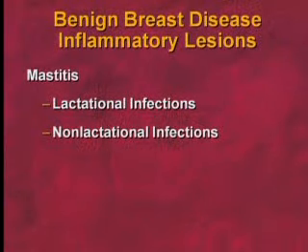Mastitis comes in two basic forms, lactational and non-lactational types of mastitis infection. Both are primarily due to skin organisms such as strep B, staph A, and E. coli. Non-lactational infections include periductal mastitis, breast cellulitis, epidermal cyst, and granulomatous mastitis.